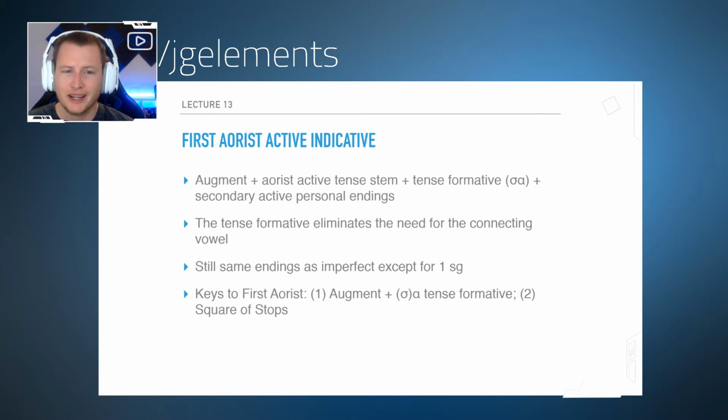So the tense formative eliminates the need for the connecting vowel. So you'll see there is no connecting vowel here. The sigma alpha takes its place. Okay? It still uses the same endings as the imperfect with one exception, the first person singular. Okay? Now, the keys to the first aorist are: one, you have an augment, and two, you have the sigma alpha tense formative. But because you have the sigma alpha tense formative, the other key is the square of stops. Okay?